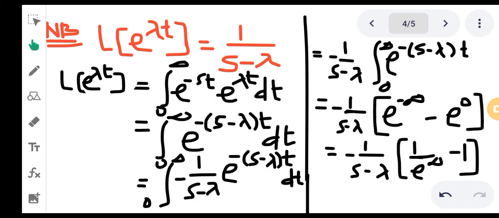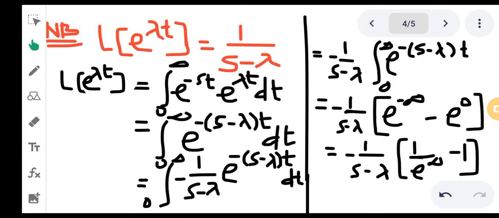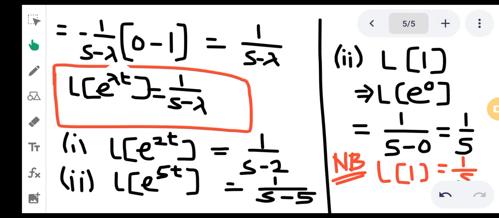Then also my minus 1 over s minus lambda multiplying minus 1 will negate, so you are going to get positive. That's what I've done here. So hence we have been able to prove that whenever we take a Laplace transformation of e exponent lambda t, we are going to get 1 over s minus lambda. So understand the concept very well.